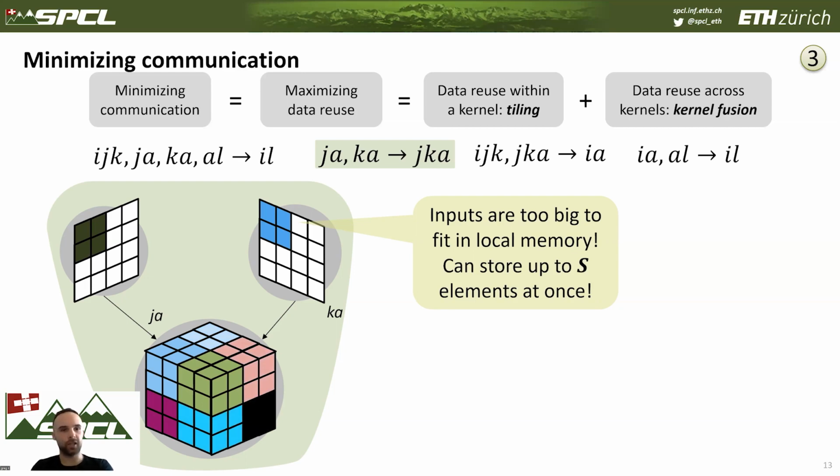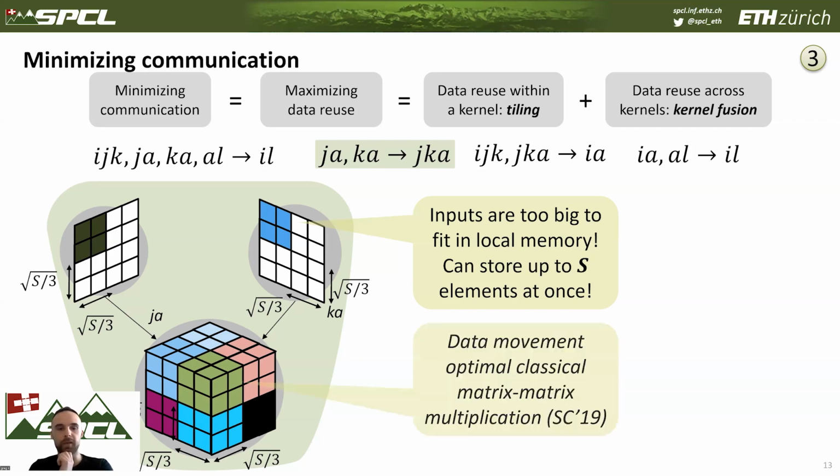Maybe a natural observation would be to divide this 3D iteration space into these regular cubes. And actually, then we can show that the optimal size of this cube would be the square root of our fast memory size divided by 3. So if that was a matrix multiplication, then that would be a provably optimal schedule that was proven at the SC conference in 2019.